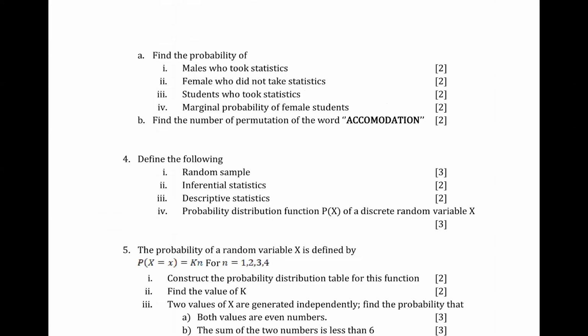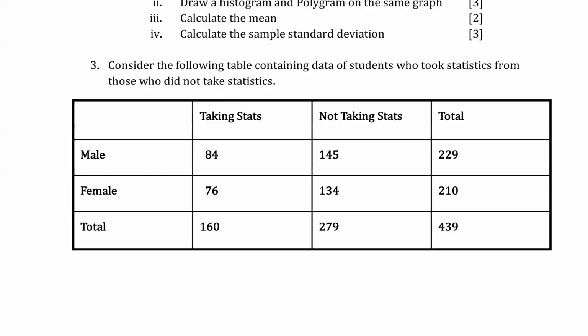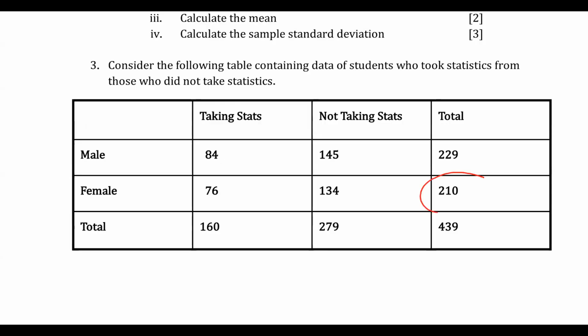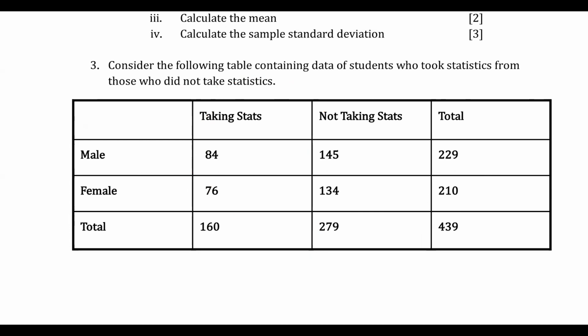Oh, female students who didn't take stats. I'm on question number 4. The marginal probability of female students. Yes, the marginal probability of female students. The female students, there are how many? There are 210. Divide that by 439, and then you should be fine, okay?